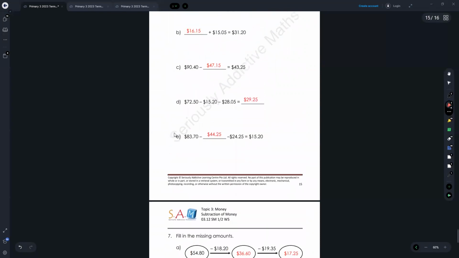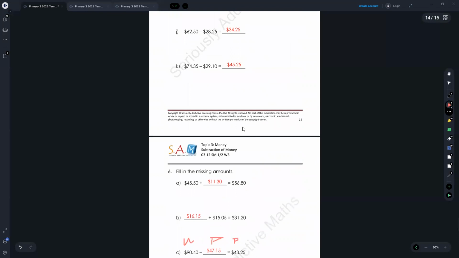I would just say maybe go through one of the questions here with them. So how do they do this question? $83.70 minus blank minus $24.25 equals $15.20. So this is like whole-part. Every question here is whole-part. The way to do it is they take the whole and then minus the parts, and you'll get the parts here. So in this case, whole minus 24.25 minus 15.20, and then you get 44.25.